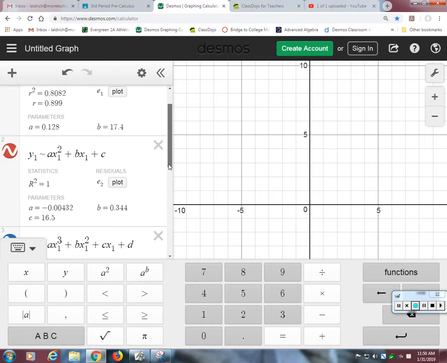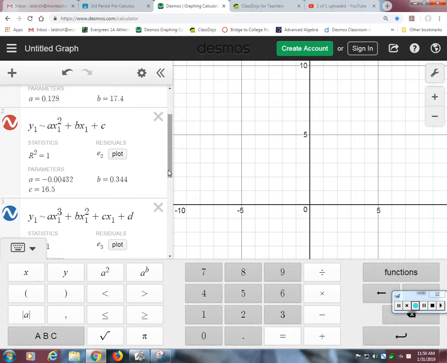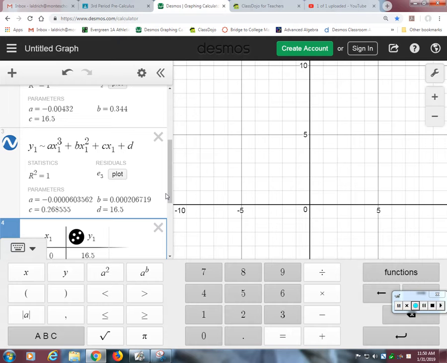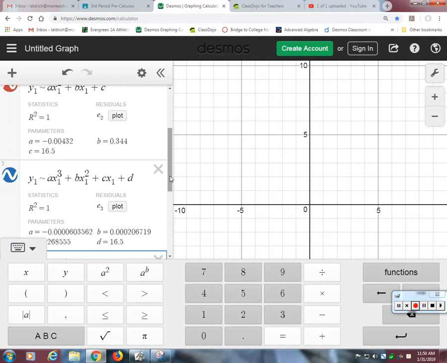If I look at the quadratic model, that's 100%, so that's good. And then if I look at the cubic, that's also 100%, so that's also good. So how do I choose between those two models? Okay, Abby?